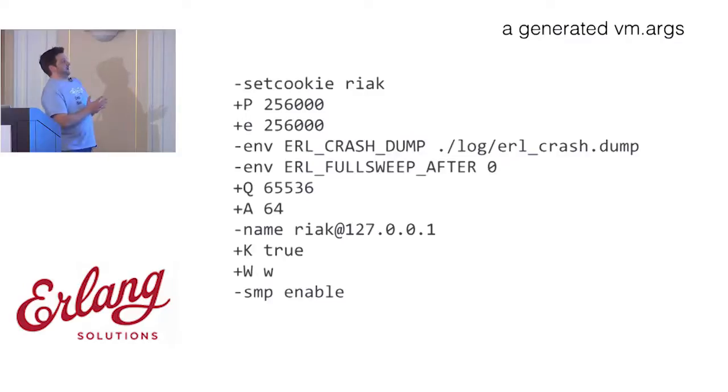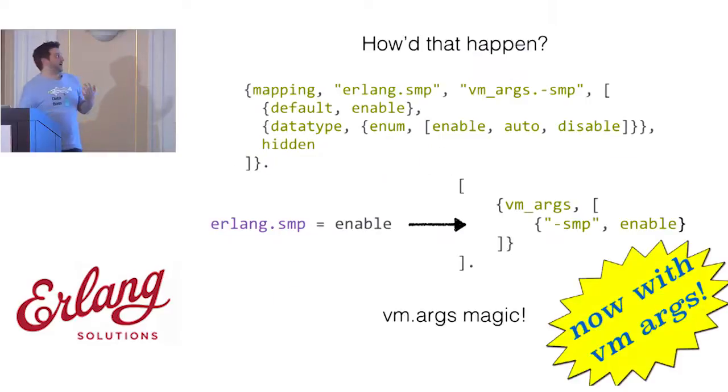And so here's another thing. Here's generated VM args. And that's weird. Where did that all come from? We've been talking about app configs all day. Well, there's a special proplist in Cuttlefish here called vm_args. If you use it in the third element there, what it's going to do is wind up generating VM args.